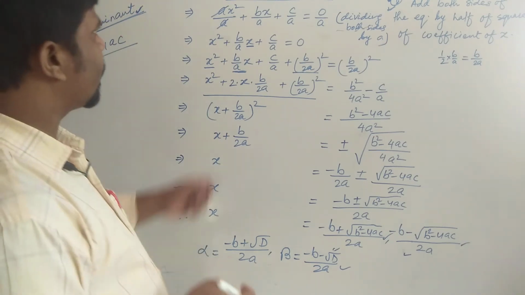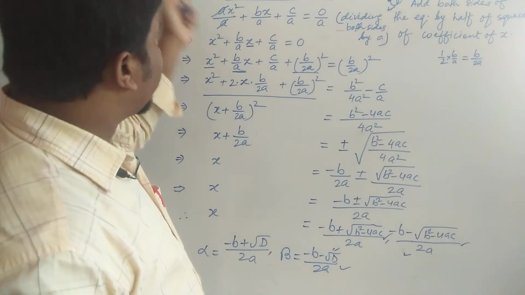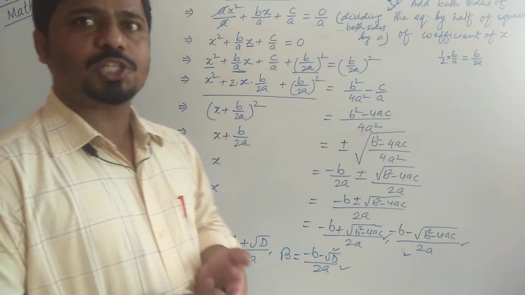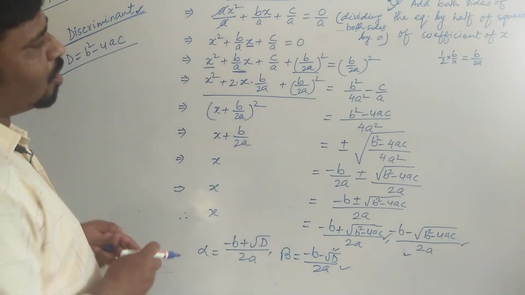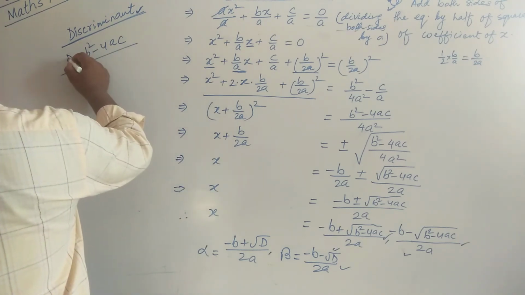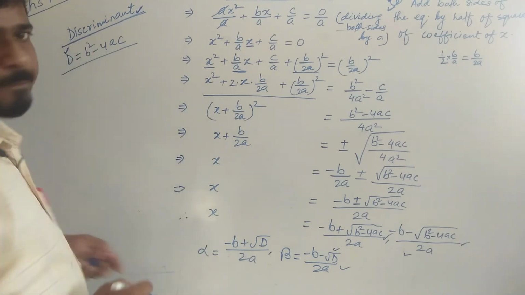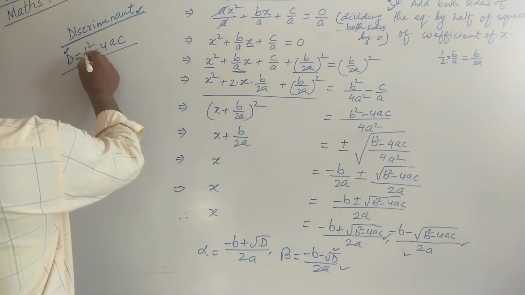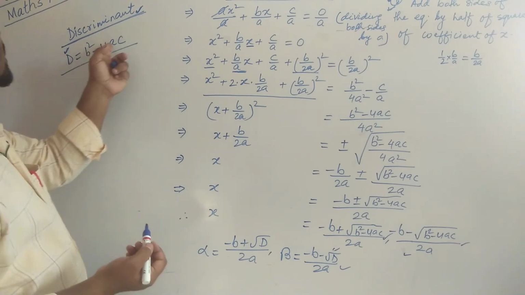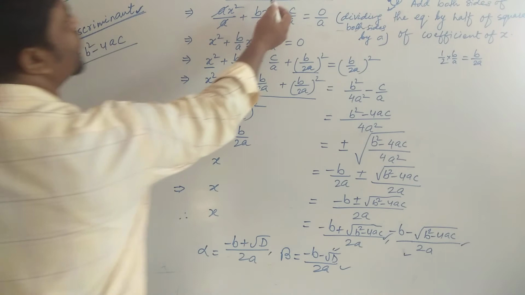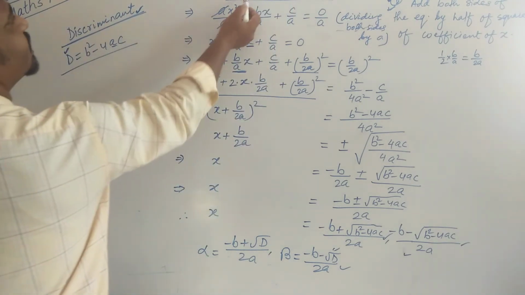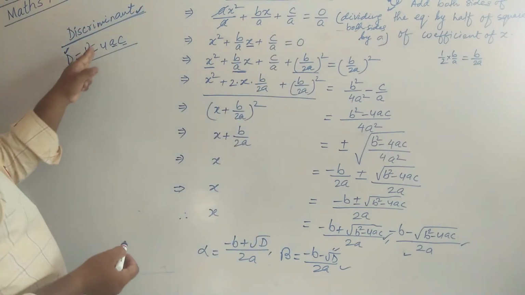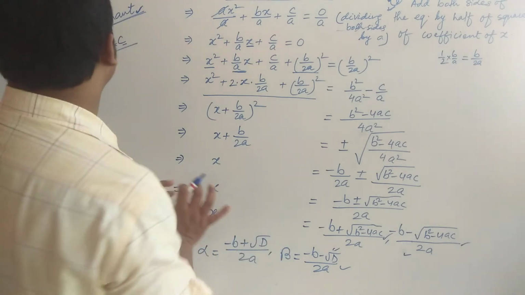Now the question is, can all quadratic equations be solved? Is it possible or not? This is possible only depending upon the nature of D. Nature of D means b square minus 4ac, and you know that b is the coefficient of x, a is the coefficient of x square, and c is the constant term. So b, a and c, I think we are understanding what those are.